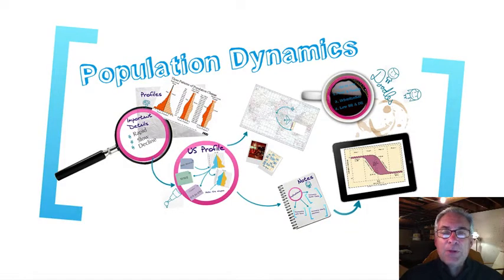It's called Population Dynamics. Out of the book is Chapter 9, and you need to read that so that you can get a full view of everything that we're going to be talking about today. So let's get started.